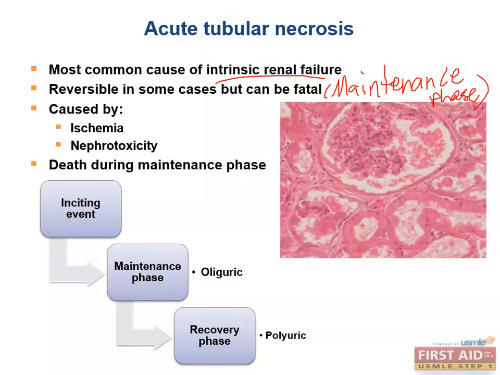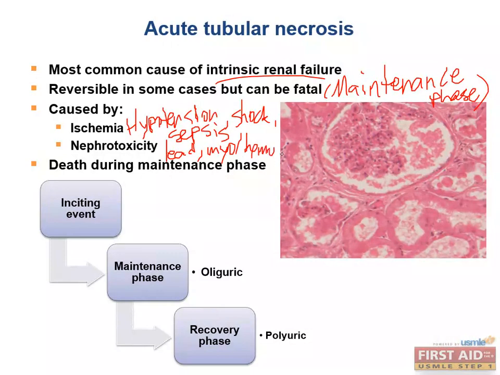Now, both ischemic and nephrotoxic injury lead to the death of the tubule cells, usually the proximal tubule and thick ascending limb cells, because they are the most metabolically active. Hypotension, shock, sepsis, lead, hemoglobin, proximal, and thick ascending limb, most metabolically active.